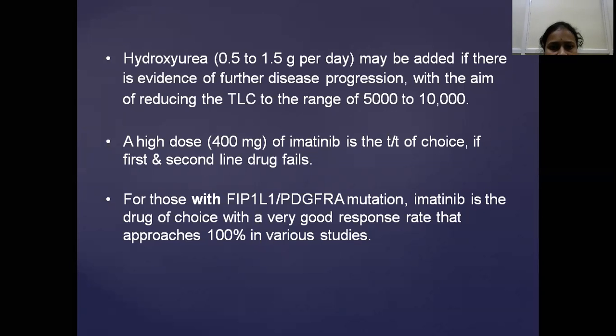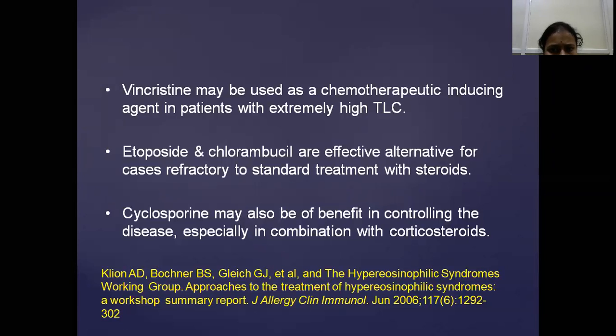Hydroxyurea may be added if there is evidence of further disease progression, with the aim of reducing the total leukocyte count to 5,000 to 10,000. Vincristine may also be used as a chemotherapeutic agent. In extremely high total leukocyte counts, etoposide and chlorambucil are effective alternatives for cases refractory to standard treatment with steroids. And cyclosporin may also be of benefit in controlling the disease, especially in combination with steroids.